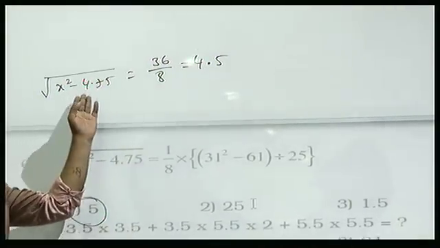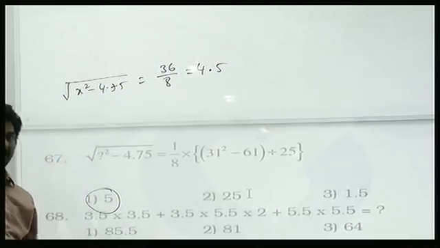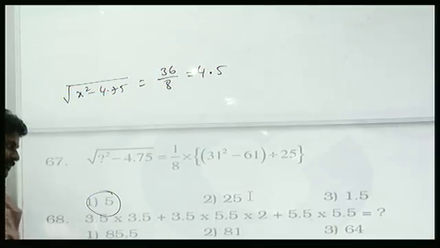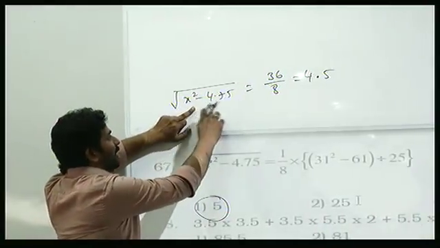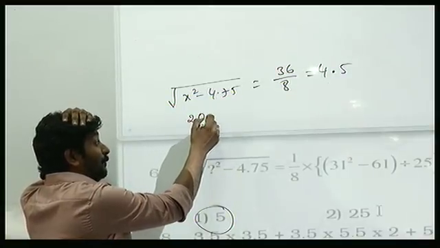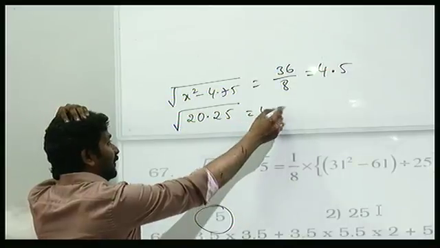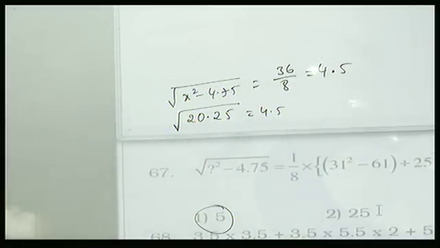(25) and 4.5 and 4.75, there is no interrelation. Far different. X value is more than 4.5. That is enough. Otherwise you can do it also. 5 square 25 minus 4.75 is 20.25. Under root of this is equal to definitely 4.5. Right?